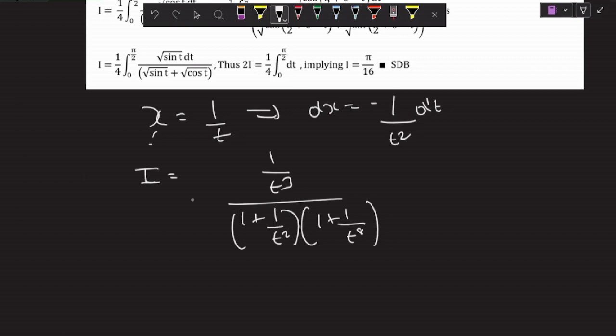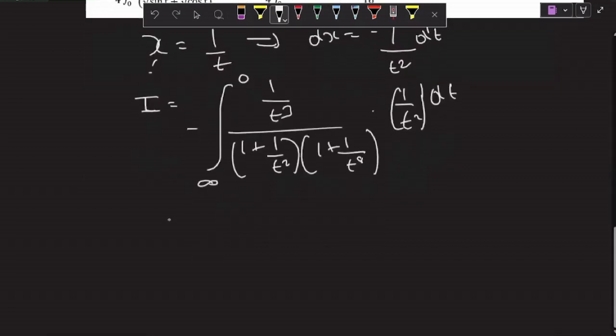And we take this minus outside here, and here is the integral of 1 by t square dt. And as x varies from 0 to infinity, 1 by t varies from infinity to 0. And with the help of this minus sign, we can just flip over the limits of this integral. So we have I as the integral from 0 to infinity of 1 upon t cube.